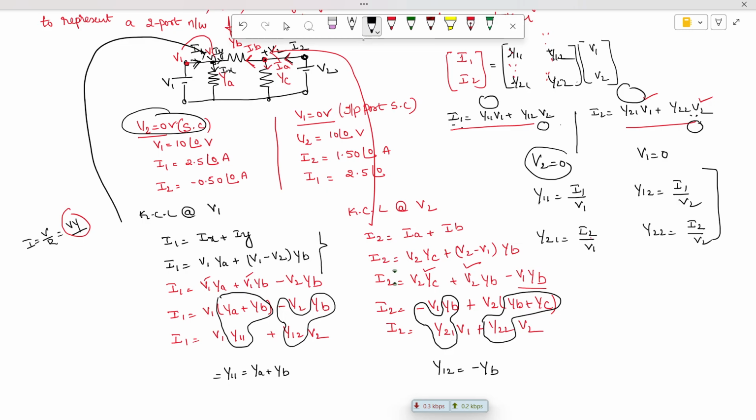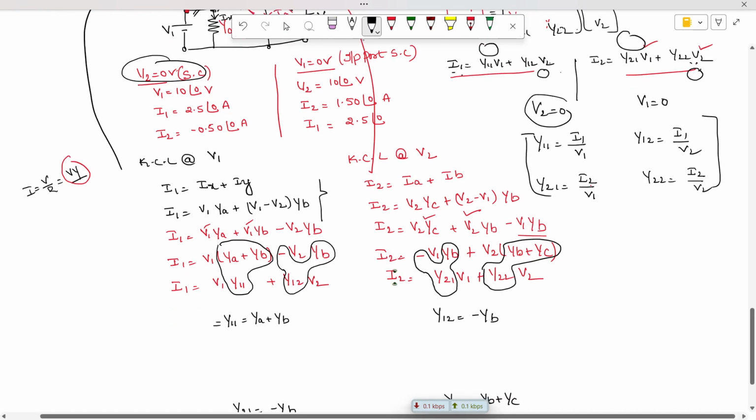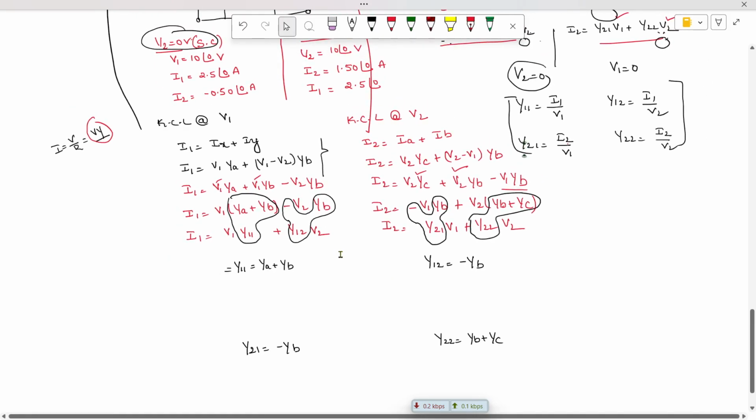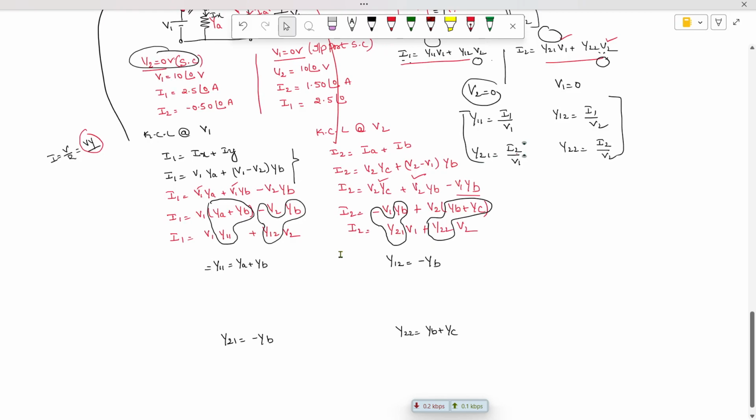Let us try to substitute in this expression. Okay, so already we have this expression. Let's try to substitute, then we will get direct answers. So as per the analysis given, Y11 you can write down as I1 by V1. So here, when V2 equal to 0, that's what is given in the problem, I1 value is 2.5 divided by, what is V1? 10 at an angle 0.